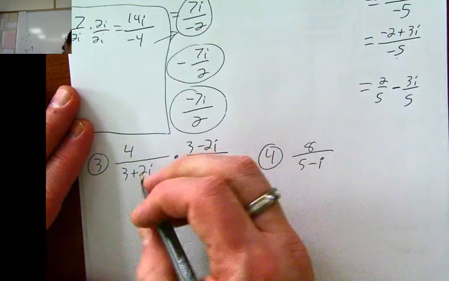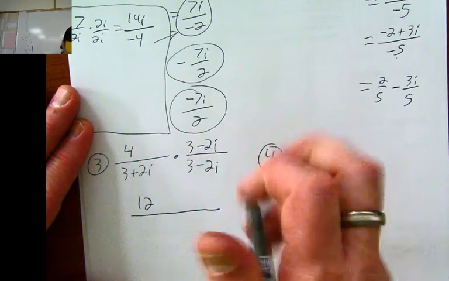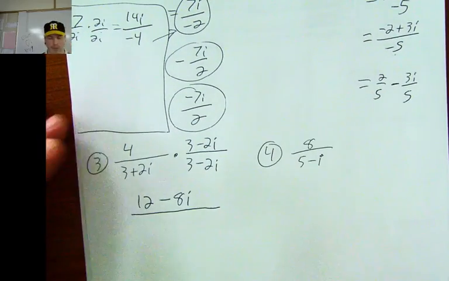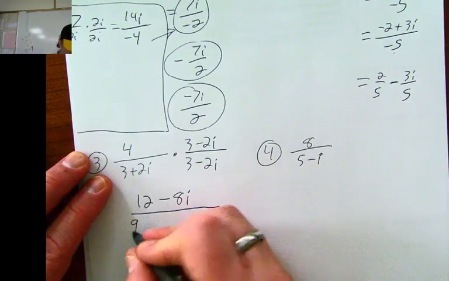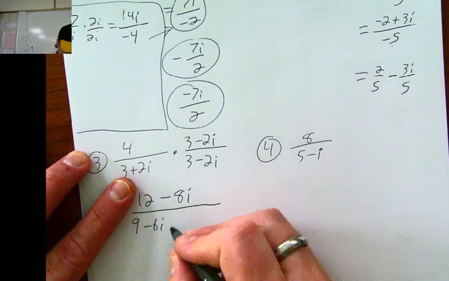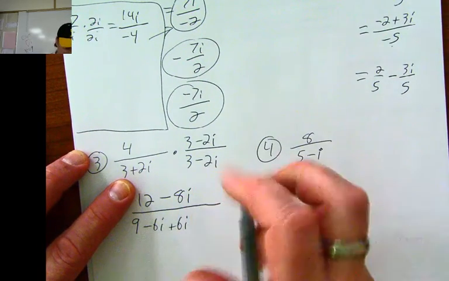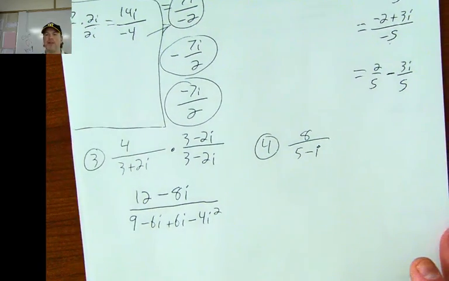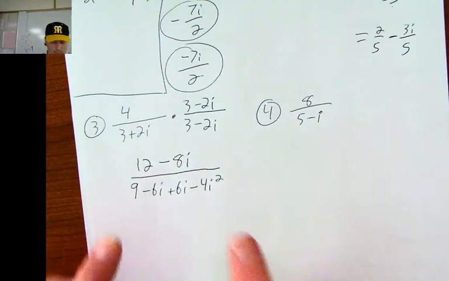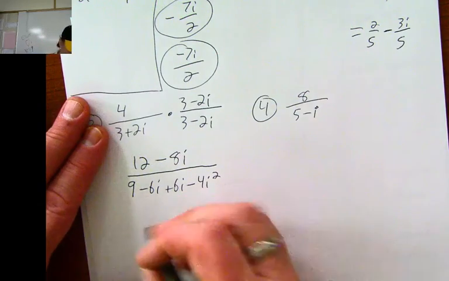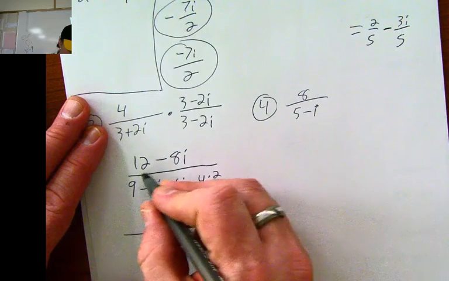4 times 3 is 12. 4 times negative 2i is minus 8i. Denominator, firsts, 9. Outers, negative 6i. Inners, positive 6i. Lasts, negative 4i squared. Then, just like the square root problems, check out those outers and inners. A negative 6i, a positive 6i, they straight up cancel out.